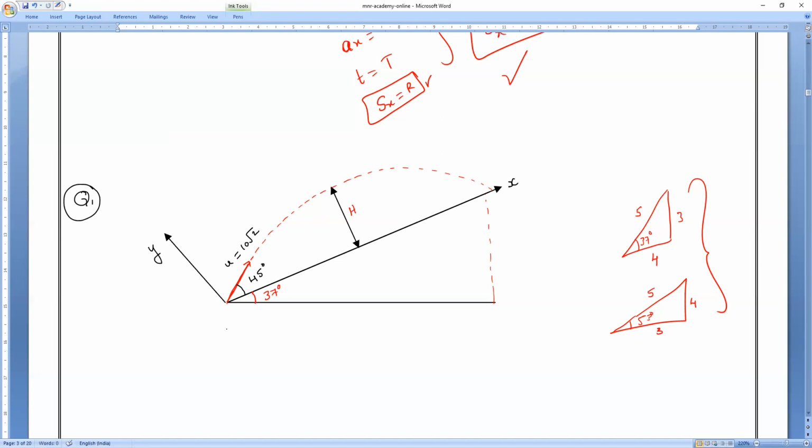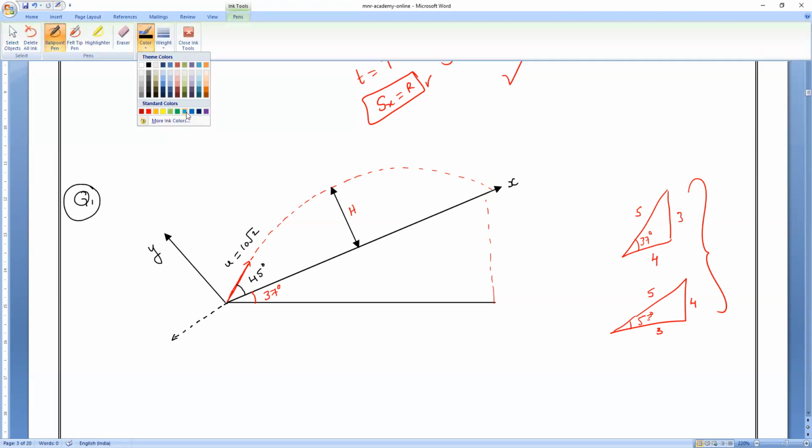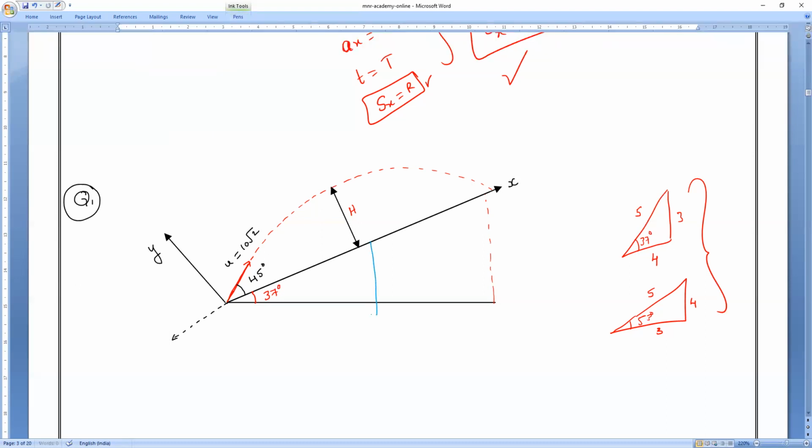So we all know that. Along this axis, acceleration is acting. Acceleration is acting in what direction? Others? See here, acceleration is acting in what direction? Downward direction. So perpendicular to that.